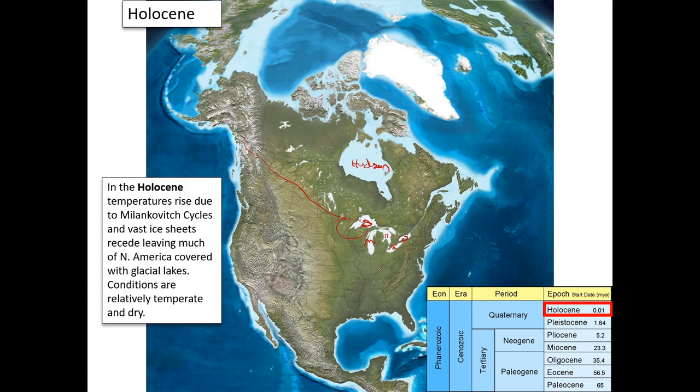Minnesota is the land of lakes, right? Because all these thousands of lakes have been left by the receding glacial ice sheets that used to cover Canada. So now conditions are relatively temperate and dry. They've warmed up compared to the Pleistocene.